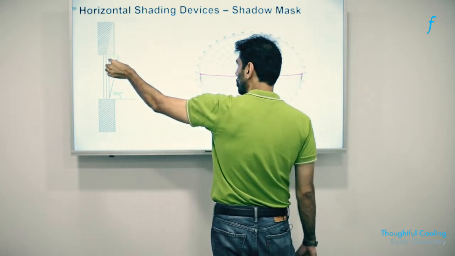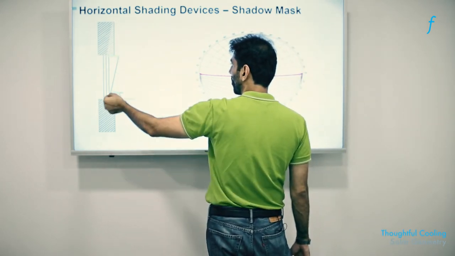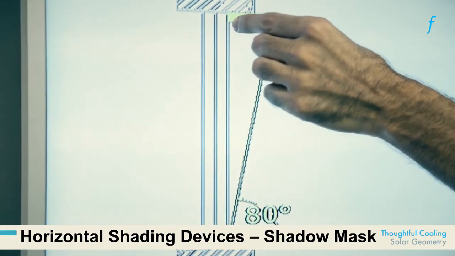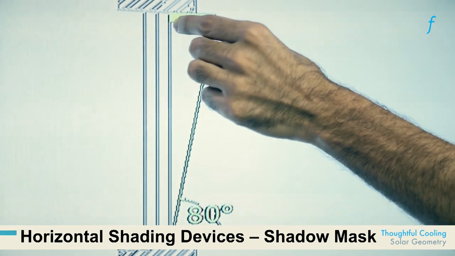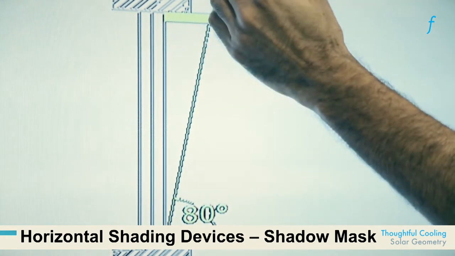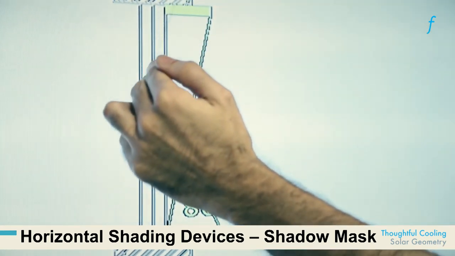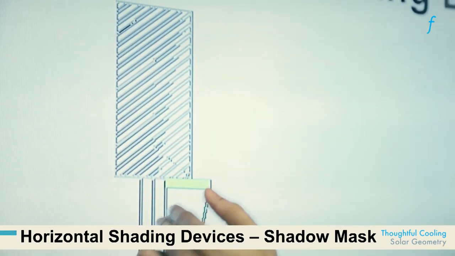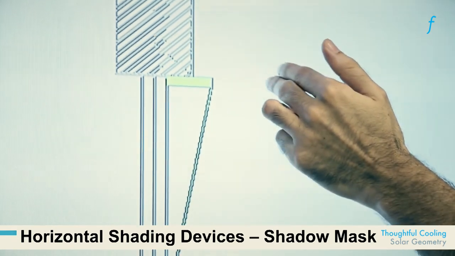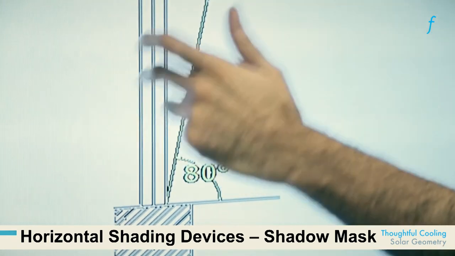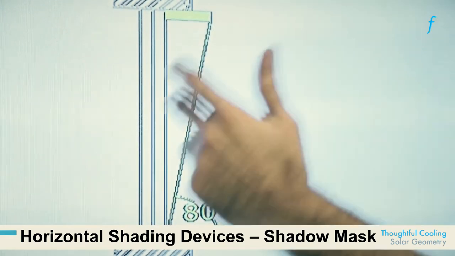Here is a relatively short shading device, which is at a very steep angle, which means it can only provide me coverage for the sun which is above 80 degrees, which means if the sun was here, the sun's rays will not fall on the building. But if the sun is anywhere lower than 80 degrees, the sun will come into the building and I will get no shading.